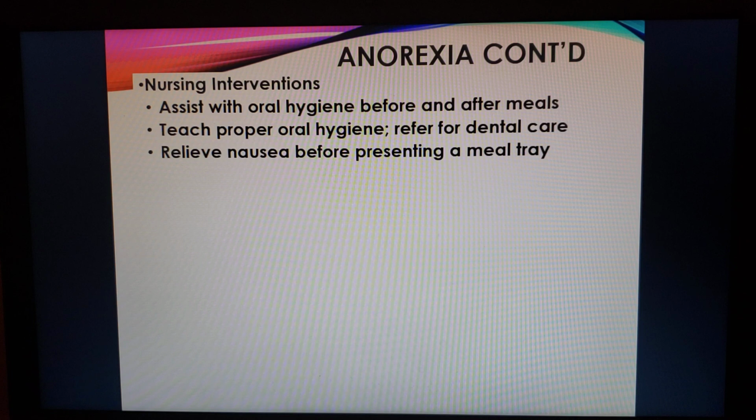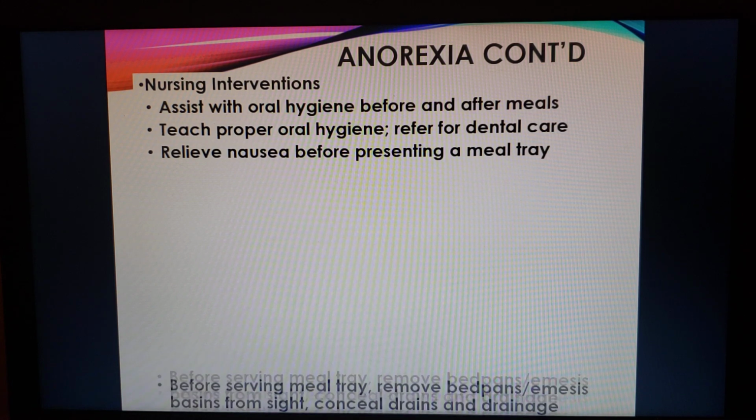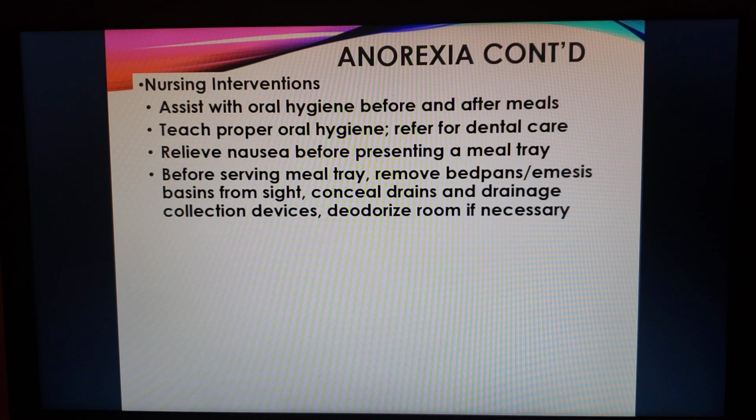It's important to make sure if a patient has a problem with nausea that we give them their medicine before it's mealtime. And you want to make sure the environment in the room is conducive to mealtime. So you want to kind of remove any bedpans or emesis basins, and just make the environment more conducive to eating.